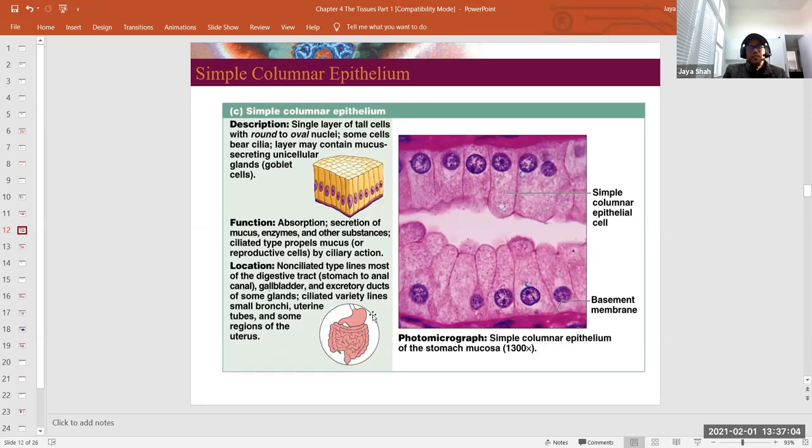Simple columnar epithelium. You see there is the basement membrane here and connective tissue, and you see the column-like cells, but only one layer. Where do you find it? In the GI tract wall. This is the apical surface of the cell, this is another apical surface, and here are the connective tissue, the basal surface and basement membrane. You see the nuclei of the cells. Since these cells are column-like and there is only one layer, this is simple columnar epithelium. This one is from the stomach mucosa. If you see the same thing from the small intestine, you see a lot of villi, microvilli.